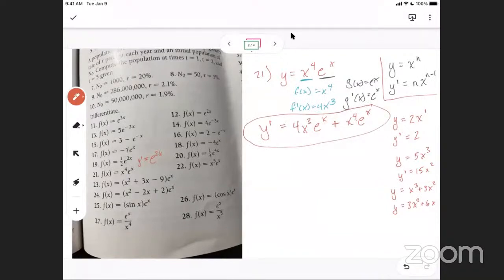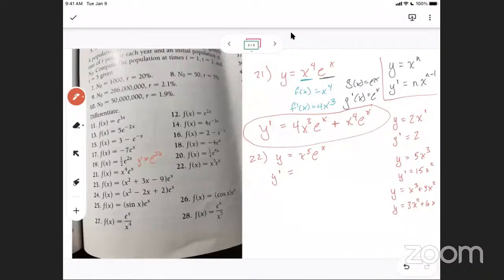Okay. That doesn't seem too bad. It's really not that bad. So let's try number 22. Okay. So y equals x to the fifth times e to the x. So what would the derivative be? Let's not show the work. Let's just do it in our head.